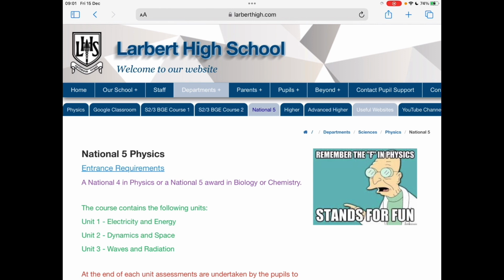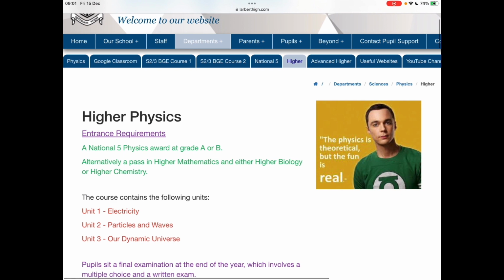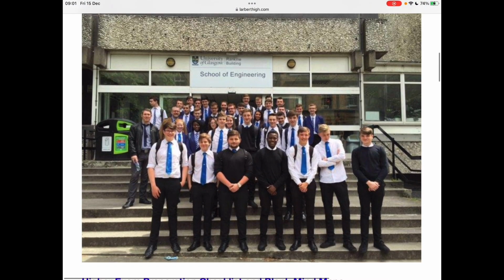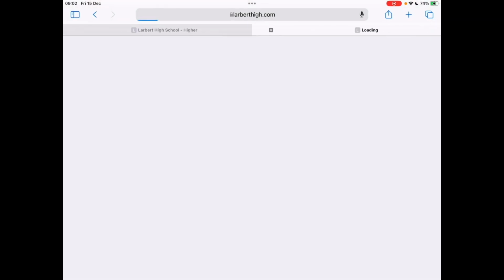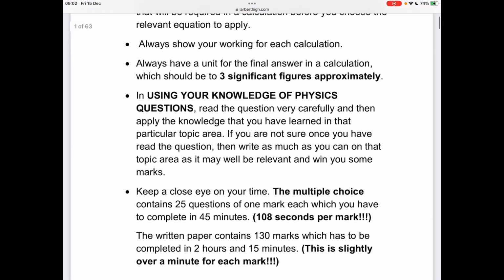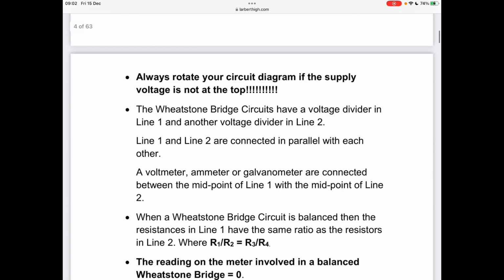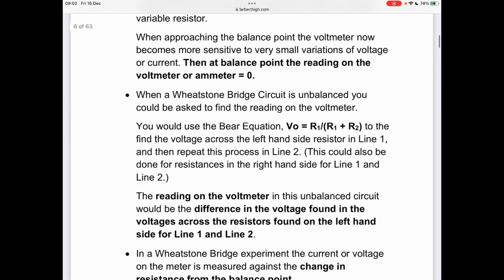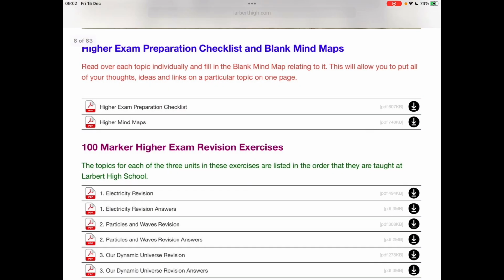Right, let's have a look at higher now. Higher, very similar. Again, breaks down the units here. So electricity, particles and waves, and dynamics and the universe. And if we scroll down a wee bit, we've got, again, an exam preparation checklist. So this again includes general aspects and breaks down every little bit of the whole course. So you can look through this and see all the key elements from the whole course.